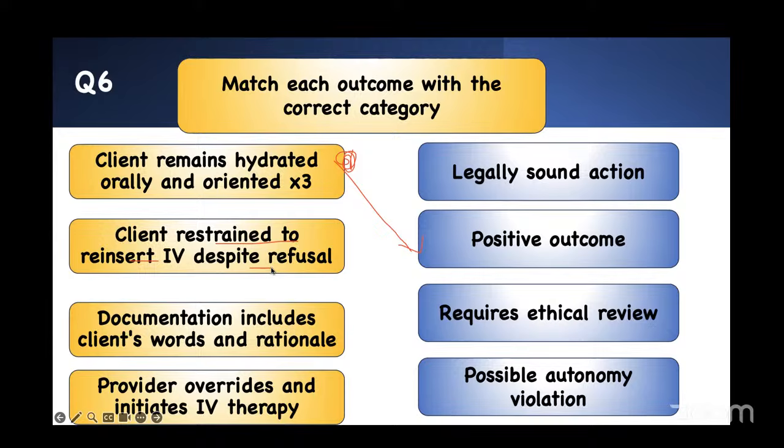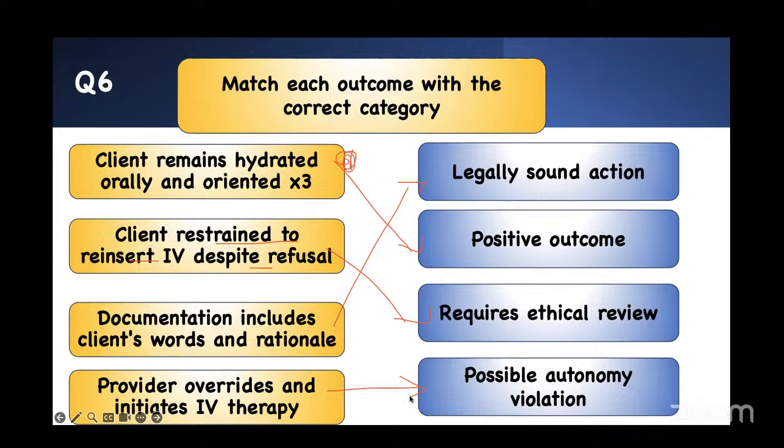What do you think? The patient refuses and you reinsert the IV. That's ethical review. We need to review this again. We have a problem. You violated the client's autonomy and you need ethical review. Documentation includes client words and what? Rationale. This is legally sound, so the nurse is protecting herself. She documents what the patient is saying. So this is a legally sound action. Provider overrides and initiates IV therapy. You know you violated the client's autonomy. He said, don't touch me, and you touched him. Therefore, that is the problem.